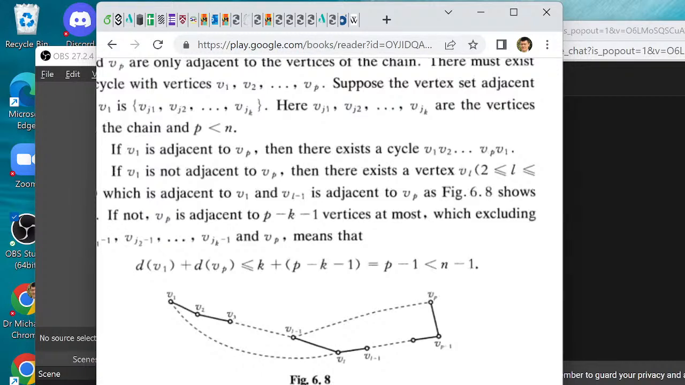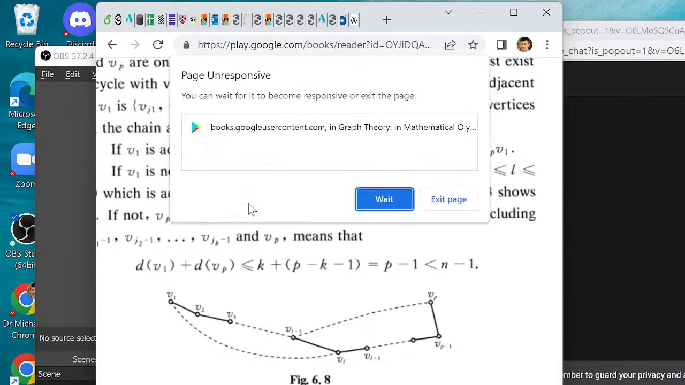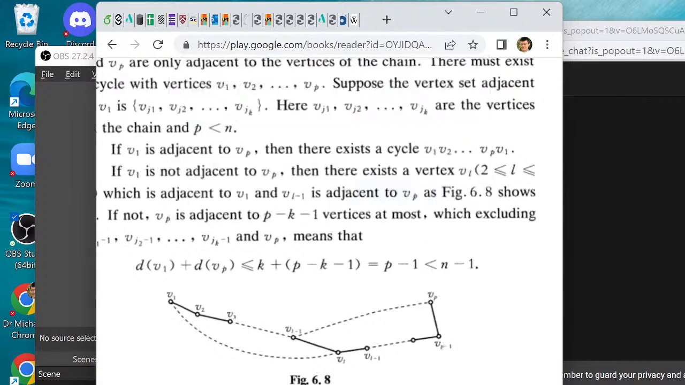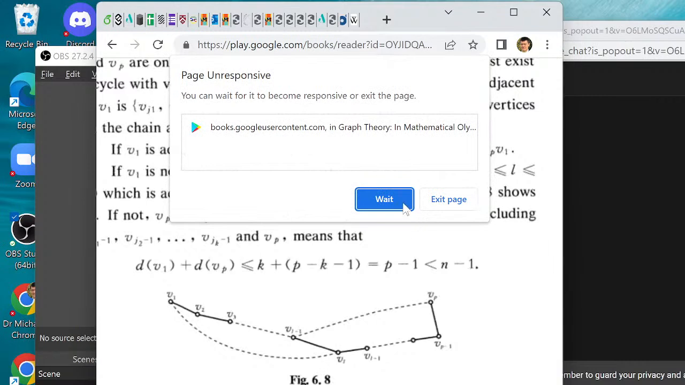Then there exists a vertex VL, which is adjacent to V1 and VL minus 1. So that's the picture here. There's a vertex adjacent to V1, and VL minus 1 is adjacent to VP.